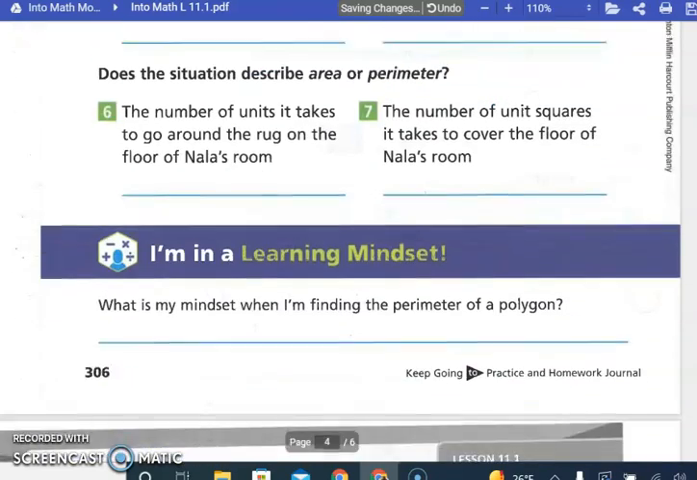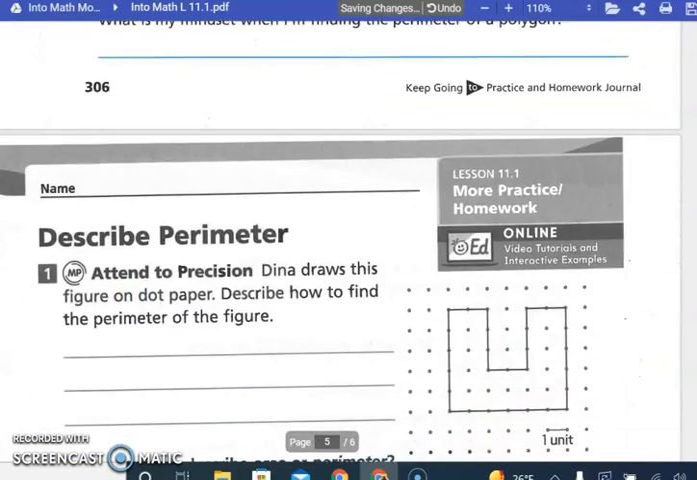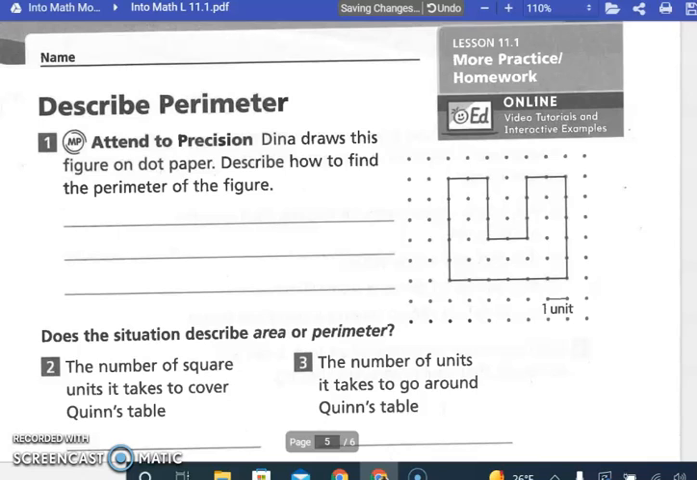Now I want to talk to you about number 1 on your homework, because it asks for an explanation or describe. Dinah draws this figure on dot paper. Describe how to find the perimeter of the figure. So just describe it. What are you going to do? We're going to count the units for each side.